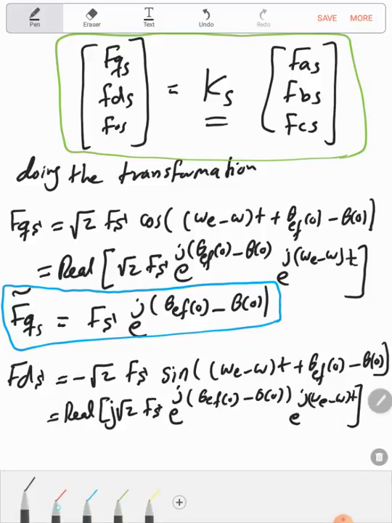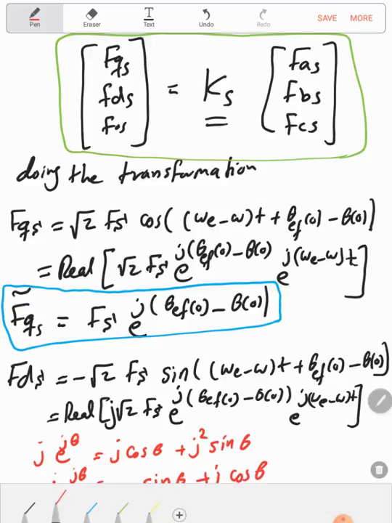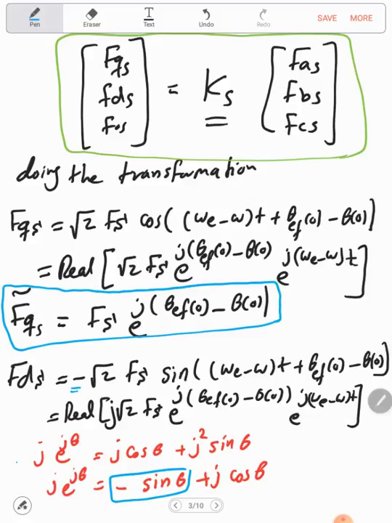So simply, if I recall the Euler identity, exponential of j theta equal to cosine theta plus j sine theta. So here the real part is a sine, so I need to multiply here by j. So this will be j and this will be j squared. So j exponential of j theta is equal to minus sine theta plus j cosine theta. So simply here the real part is the minus sine, and here Fds is minus, which means it's acting in the opposite direction of the real axis.